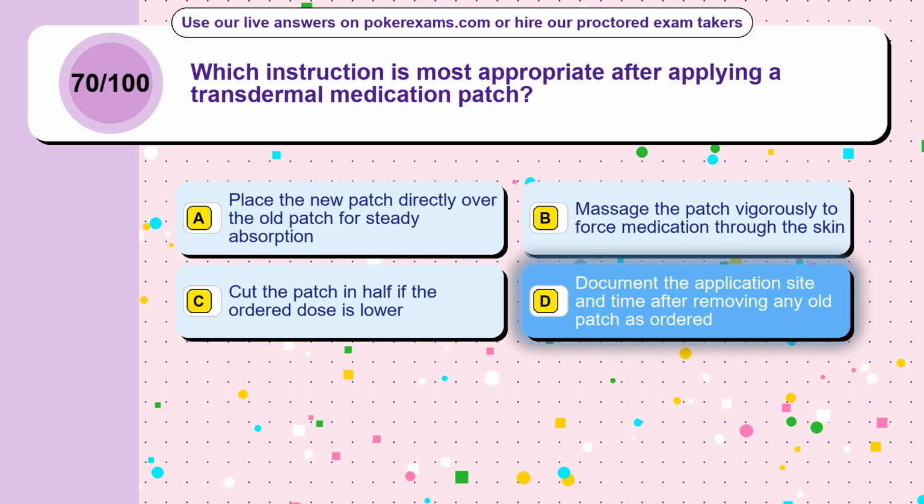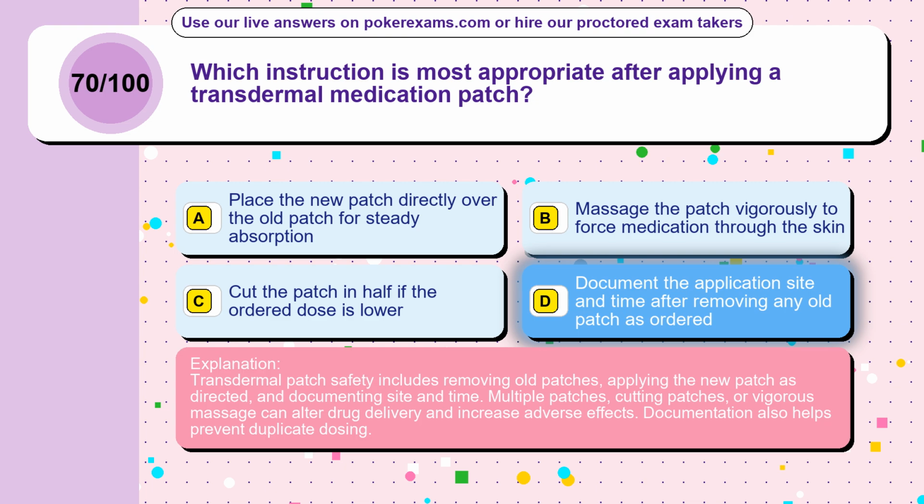The correct answer is option D. Document the application site and time after removing any old patches ordered. Transdermal patch safety includes removing old patches, applying the new patches as directed, and documenting site and time. Multiple patches, cutting patches, or vigorous massage can alter drug delivery and increase adverse effects. Documentation also helps prevent duplicate dosing.